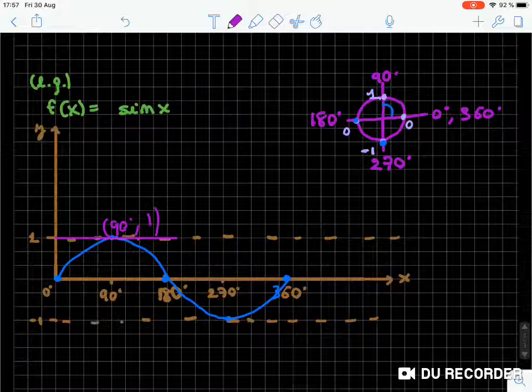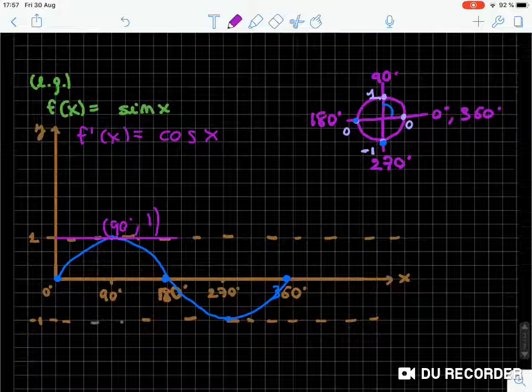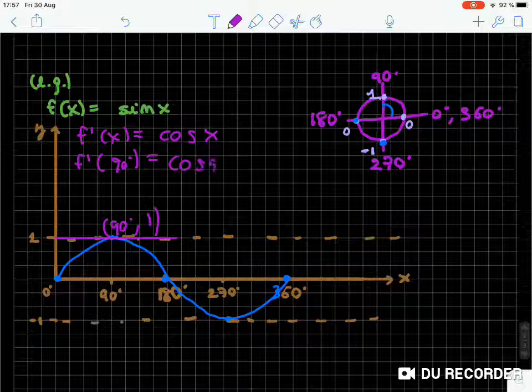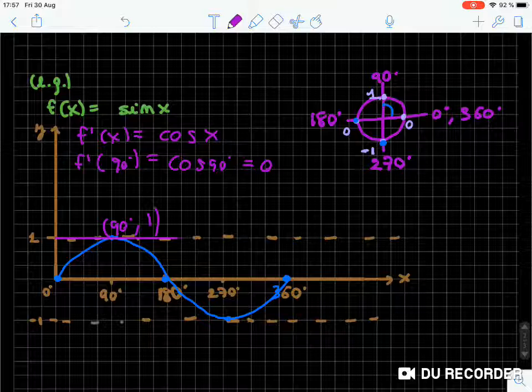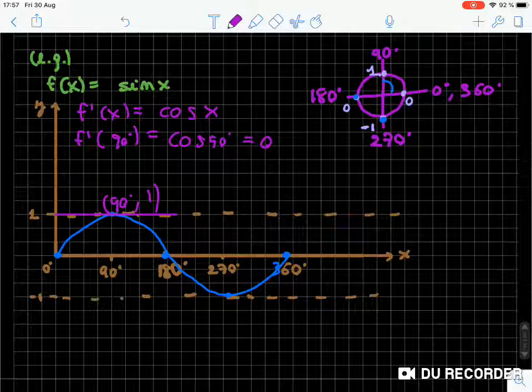So we have f of x equals sine x, and the derivative of sine x is actually cos x. Just need to learn this. So the derivative when x equals 90 degrees is 0. You can put cos of 90 in your calculator and you should get 0, otherwise your calculator doesn't work. Okay, and you could do the same in radians, it doesn't matter, but that's not really the point of this video.